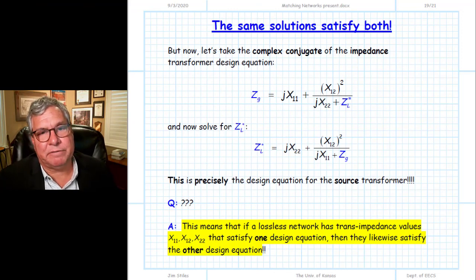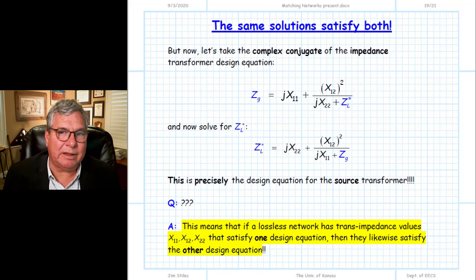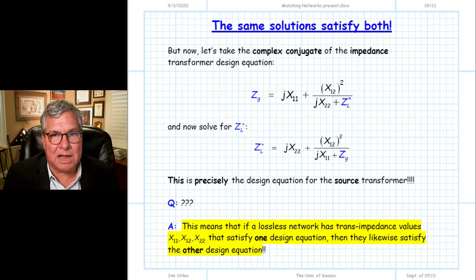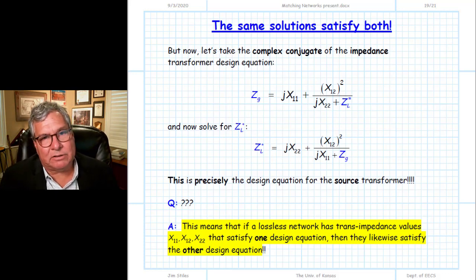So it appears that we have two different design equations, one if we're doing a transformation of the source and the other if we're doing a transformation of the load. And so it appears that we could have two different designs. But if we look at it, we find that those two design equations are the same design equation.